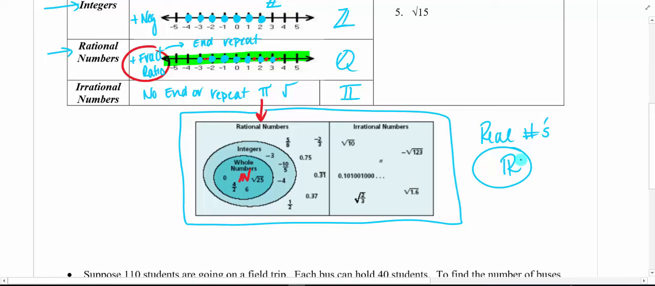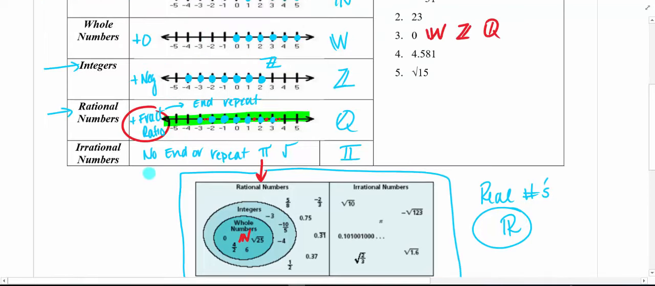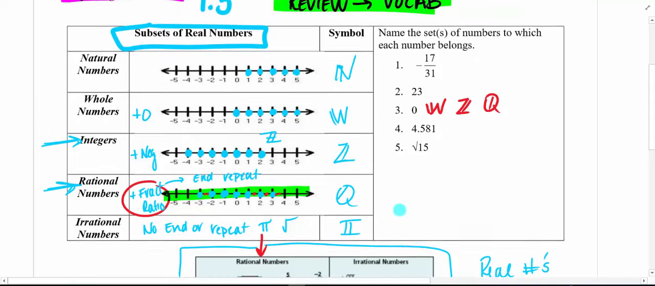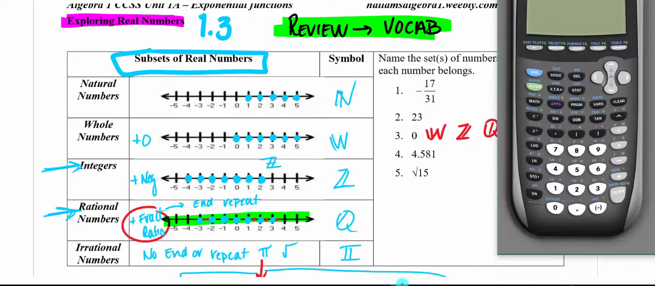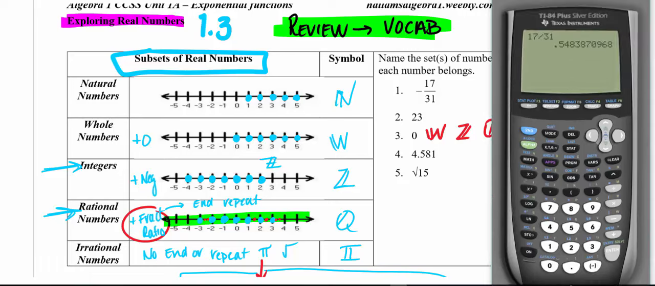Okay, so we spend most of our time in the real numbers, but we do spend time in specific subsets, especially integers and rational numbers. We'll spend a lot of time in there. So let's take a look at some numbers here and see if we can figure out what subsets they belong to. And they may belong to more than one subset. So the first number we're going to look at is negative 17/31. If I go ahead and put that in my calculator, I don't know if you can see that. I'll scroll it down here.